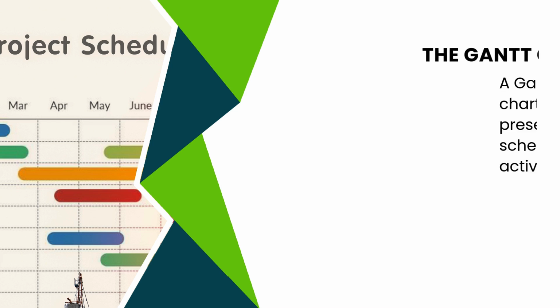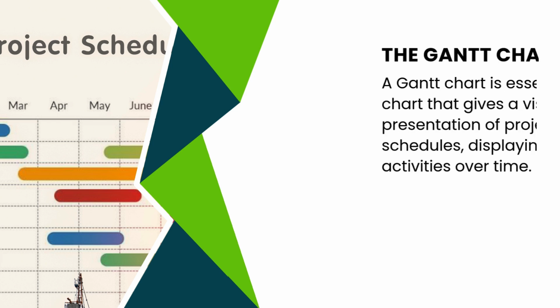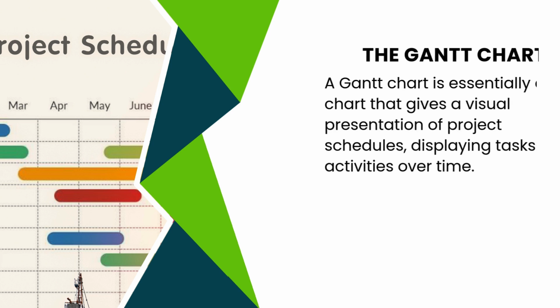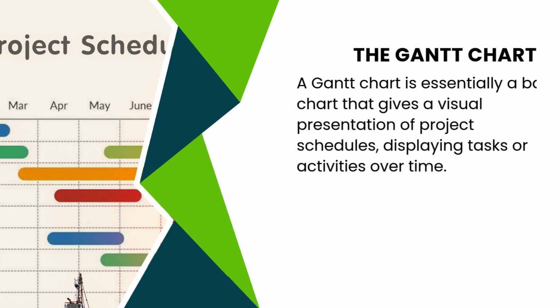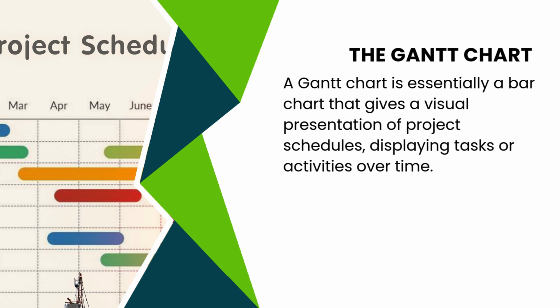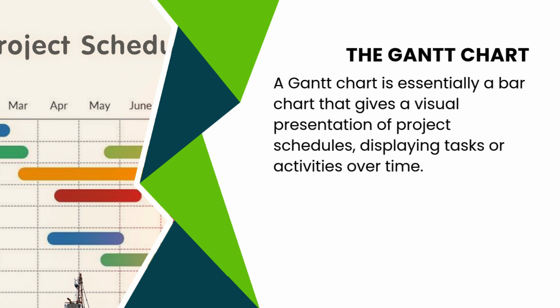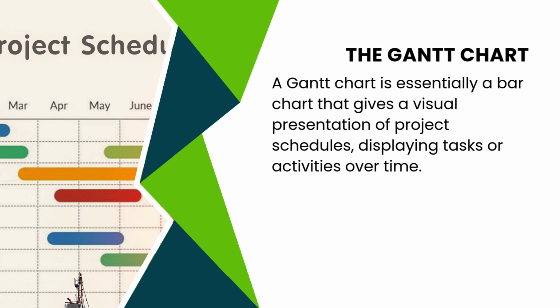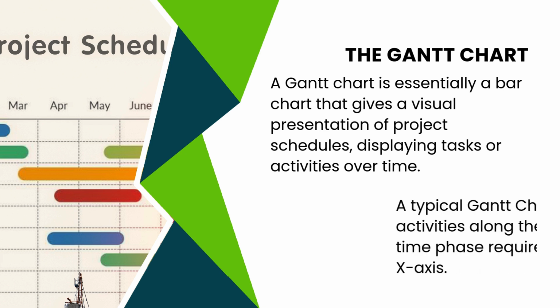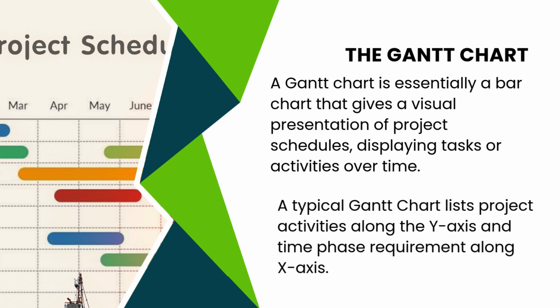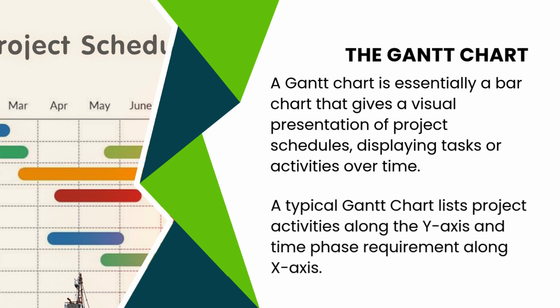Okay. So the Gantt chart. The Gantt chart is just a very special bar chart that gives a visual representation of project schedules, displaying the tasks, the activities over time. And the Gantt chart always has the project activities on the y-axis, that is the vertical side, and it has the time phase on the x-axis, that is the horizontal side.